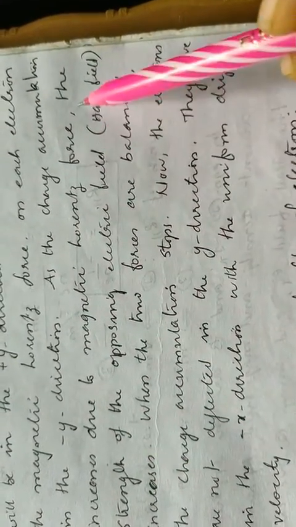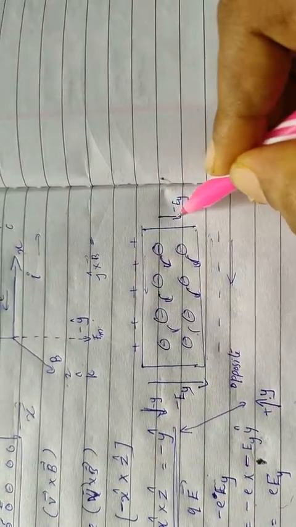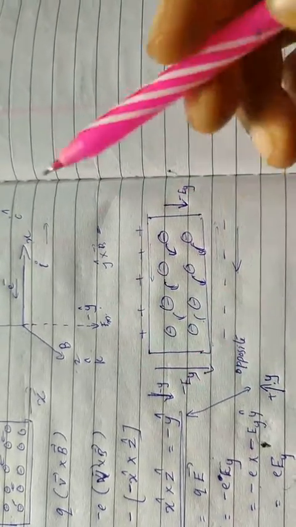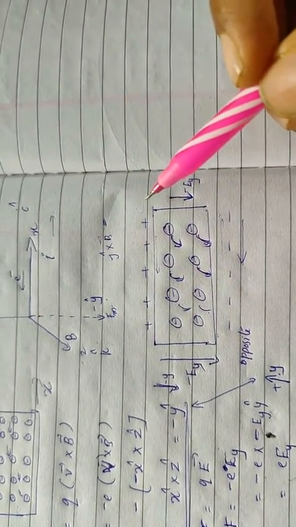So as the charge accumulation increases due to the magnetic Lorentz force, the strength of the opposing electric field increases. That means due to the magnetic Lorentz force, electrons will be accumulating at the lower side, and a field will be developed. That field is known as the Hall field. That is the field that we have shown here. That is the field in the minus y direction, which is in opposite direction to the magnetic Lorentz force.